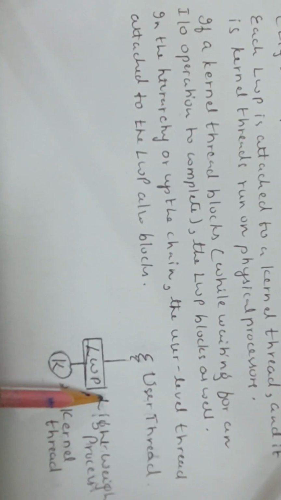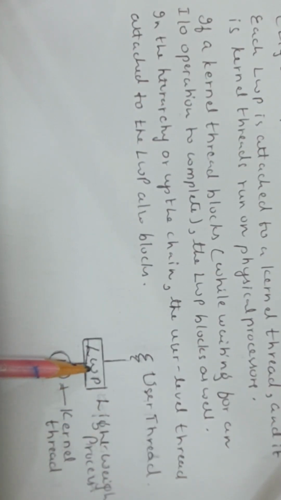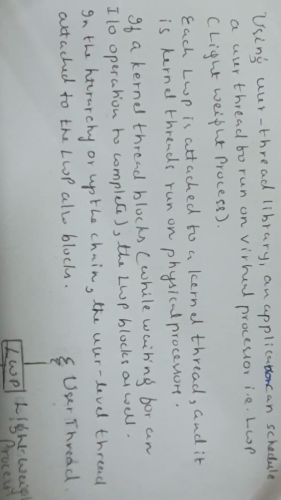That is, in this case, this user thread will run on this virtual processor, that is the lightweight process or LWP, which is the data structure that is created between the user thread and kernel thread. Okay. If the kernel thread blocks, up the chain, the LWP also gets blocked. Hence, execution of this thread also gets blocked. Okay. So that is all about scheduler activations.